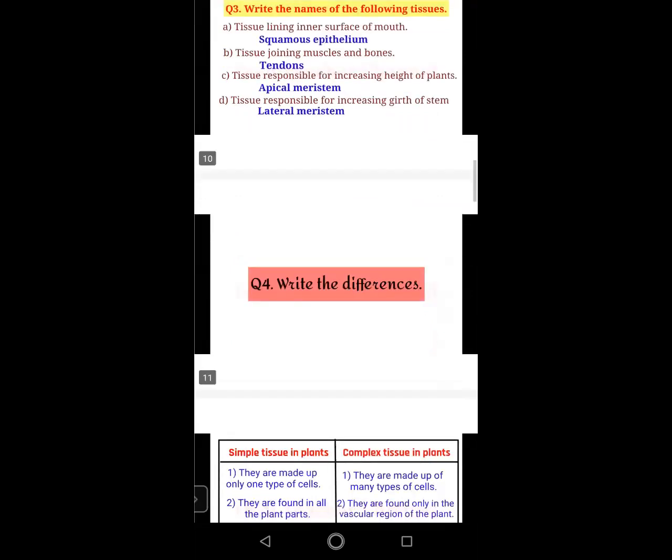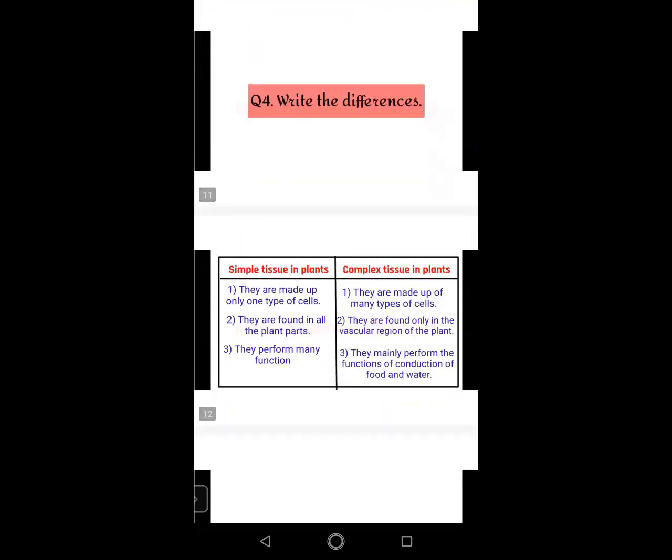Okay, students. Now question number 4. Write the differences. I already told you how to write the difference characteristics. At least 3 points. There are 3 points in your exam. You have to write at least 3 points or 2 points. Okay, 3 points are given. You have to write 2 points compulsorily. Then only you will get the 2 marks.